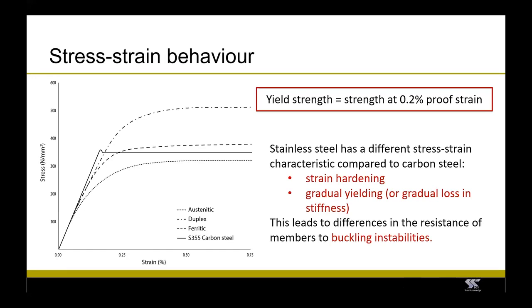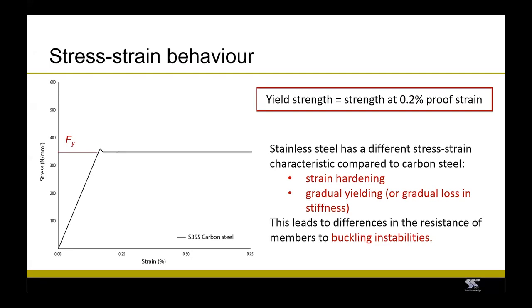Okay, so we will start by looking at the stress-strain characteristic of stainless steel and carbon steel. This figure shows typical stress-strain curves for the main three stainless steel alloy families, and also a typical stress-strain curve for a mild carbon steel grade. Duplex stainless steels are the strongest out of the three alloy families, and austenitic stainless steels are the ones that show the most significant nonlinearity. And by nonlinearity, I mean that the stress-strain behavior deviates from the linear behavior that is characteristic for carbon steel before the yield strength is reached.